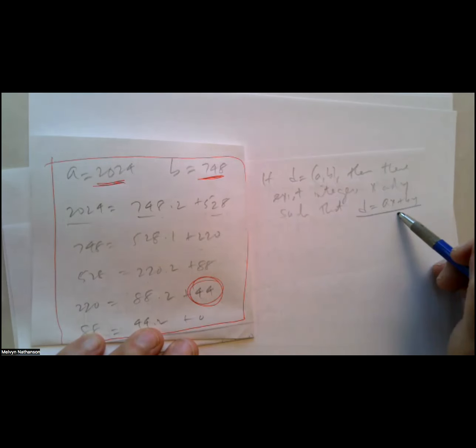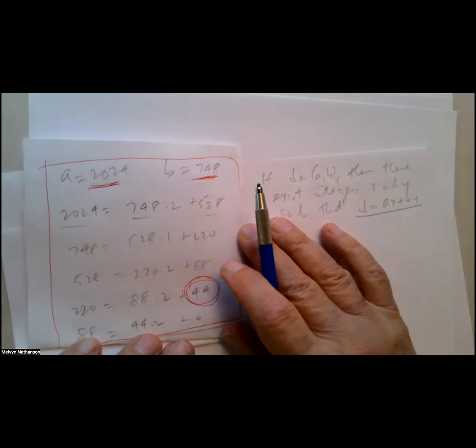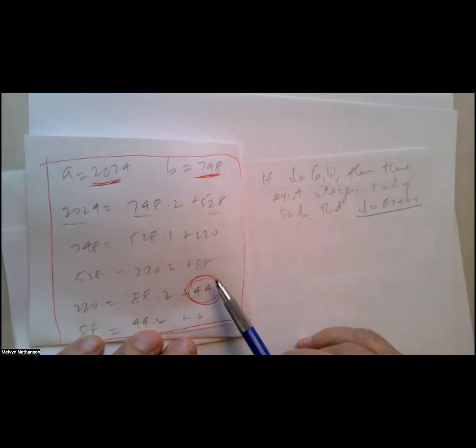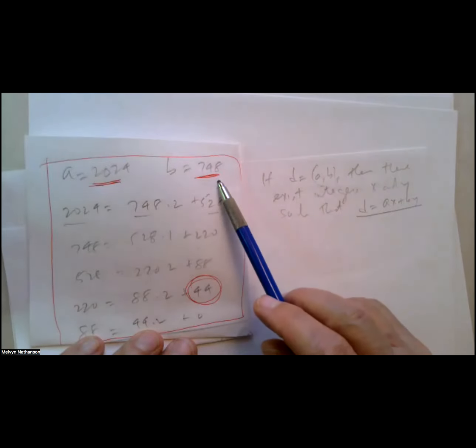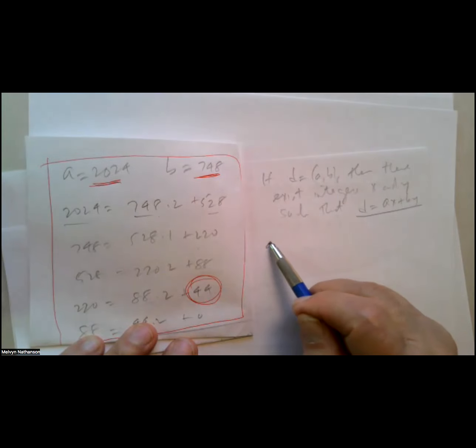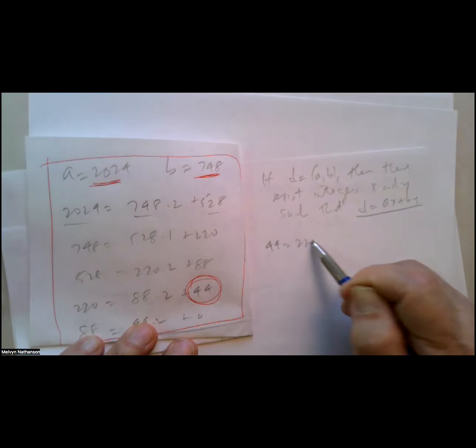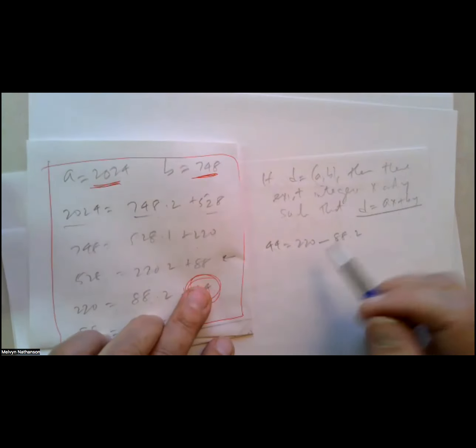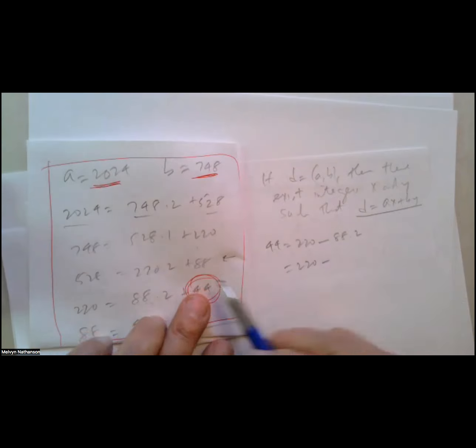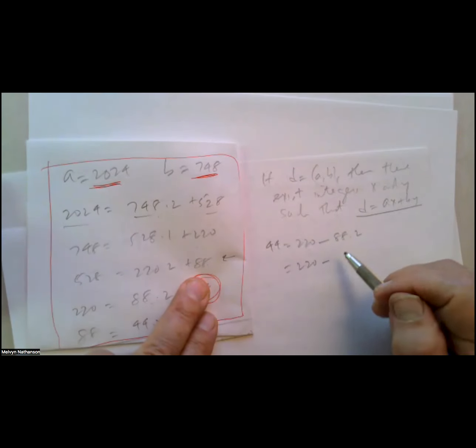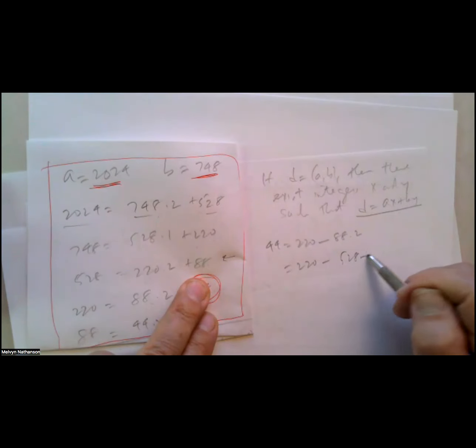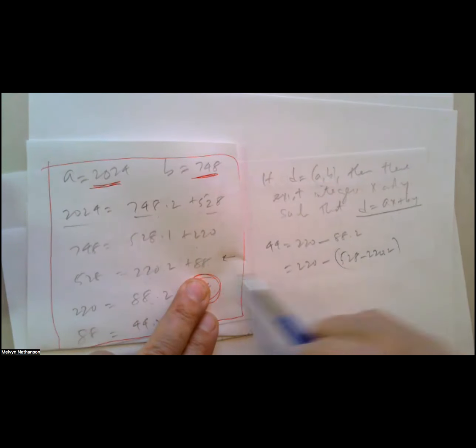And you can calculate the X and Y by working backwards from the Euclidean algorithm, and this is how you do it. So here for 2024 and 748, the GCD is 44. So if I look at this, this says that 44 is equal to 220 minus 88 times 2. I just rewrote this equation. But if I look at this equation, this says this is 220 minus, according to this, 88 is 528 minus 220 times 2, times 2. So what does this say?